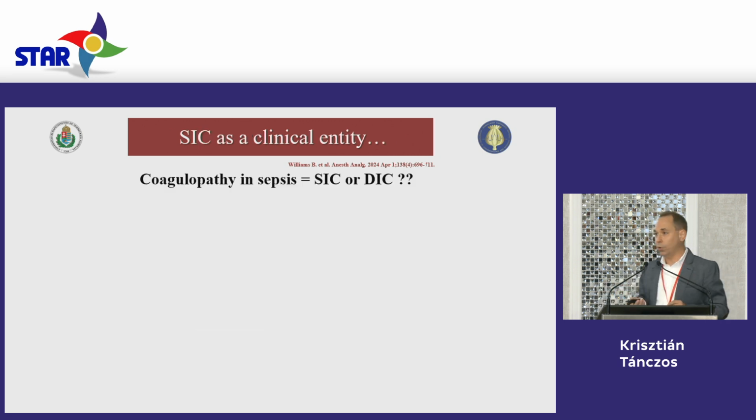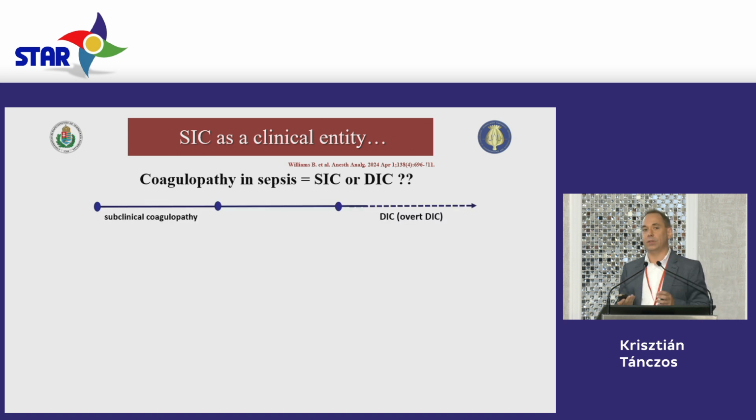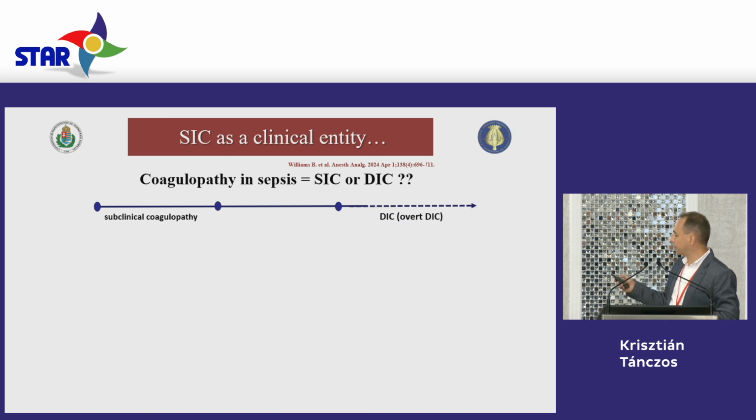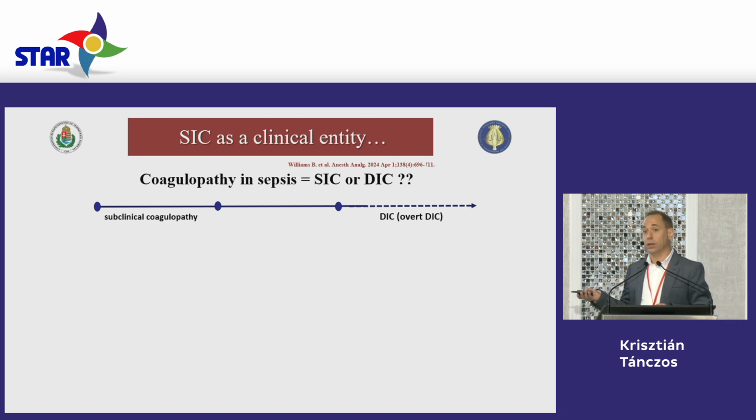So, and one more thing. In our everyday clinical practice, this sepsis-induced coagulopathy is sometimes mistakenly thought to be the same as disseminated intravascular coagulation, but there are important differences. The vast majority of our septic patients present with hemostatic abnormalities ranging from subclinical coagulopathy to a fulminant disseminated intravascular coagulopathy, which is also known as DIC.